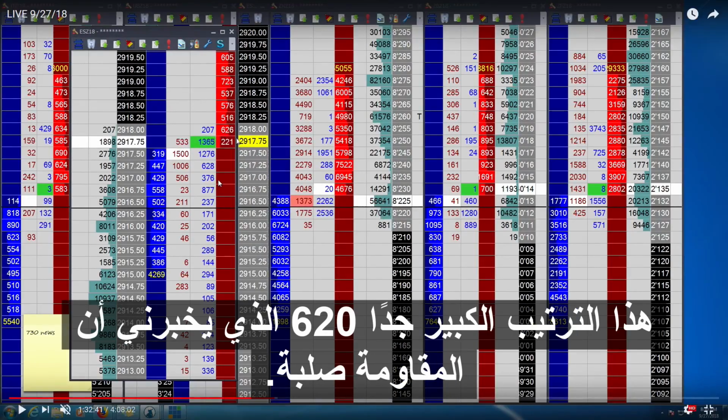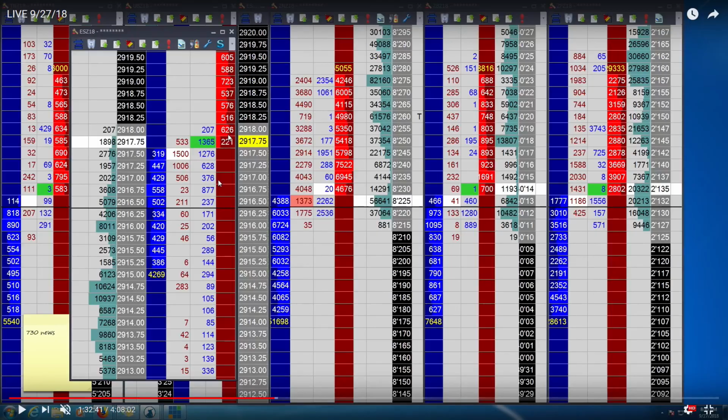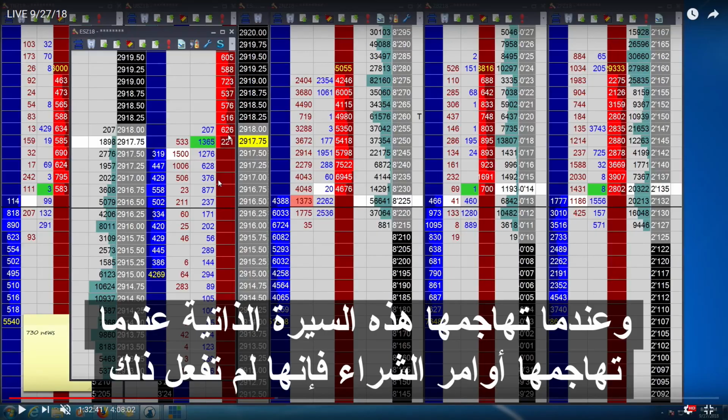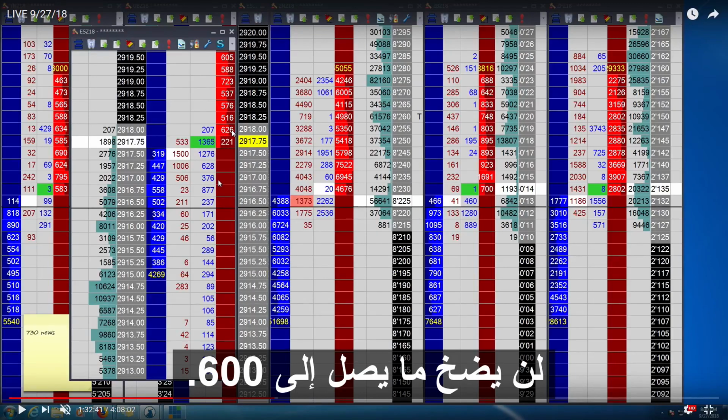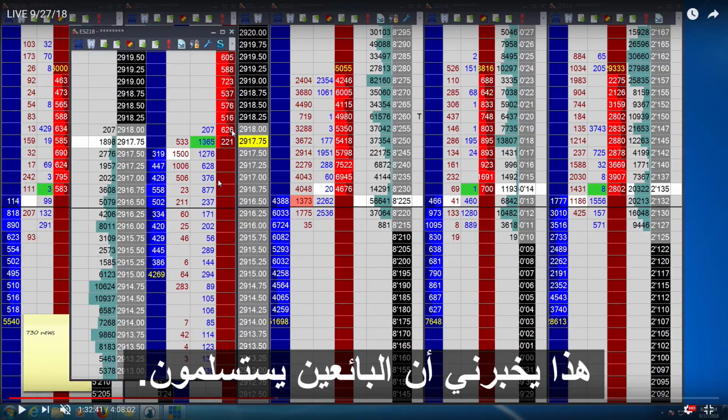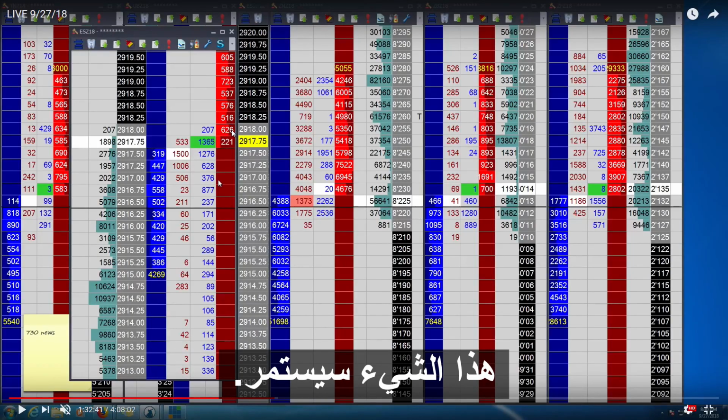And you can see this very large 620 order. That tells me the resistance is solid. And when the buy orders attacked it, it did not go away. If the buy orders attack that, and that would drop to 300 and it wouldn't pump back up to 600, that's telling me the sellers are giving up and this thing will keep going.